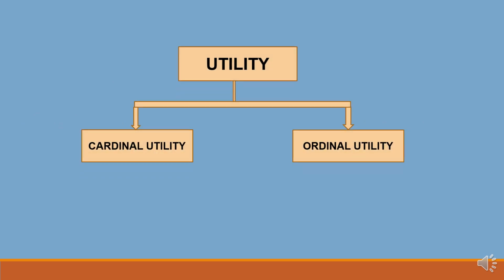As regards the measurement of utility, there are two different types of utility. The first one is cardinal utility and the second one is ordinal utility.